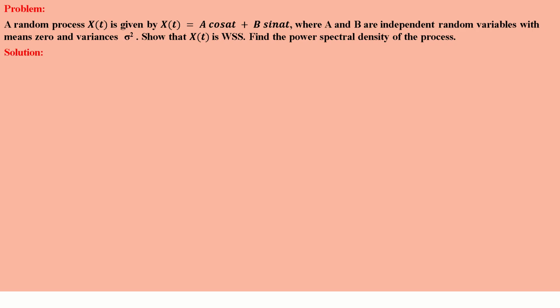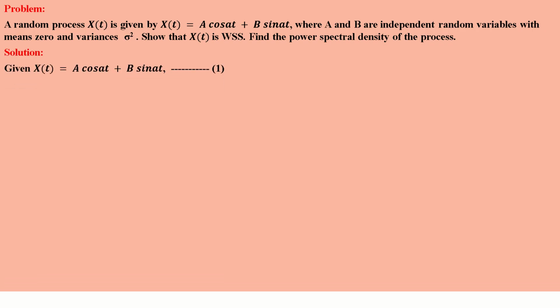Next problem. A random process X(t) is given by X(t) = A cos αt + B sin αt, where A and B are independent random variables with mean 0, variance σ². Show that X(t) is WSS. Find the power spectral density of the process.